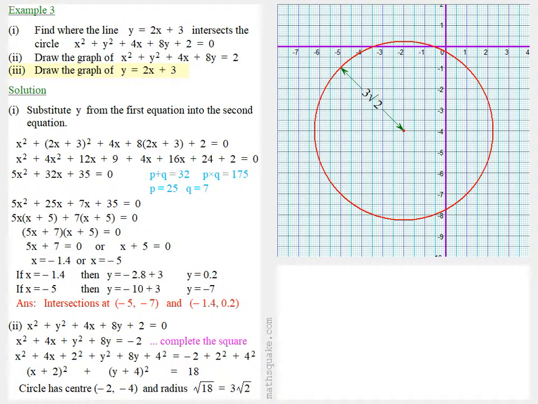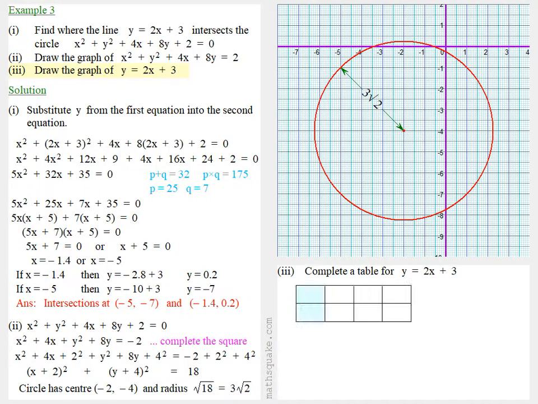Now in part 3 we have to draw the graph of y equals 2x plus 3. To do this we complete a table for y equals 2x plus 3. Now I've chosen values for x of minus 6, minus 4, minus 2, and I need to work out the values of y. Well, y is 2x plus 3, so twice minus 6 is minus 12, plus 3 is minus 9. Twice minus 4 is minus 8, add on 3, that's minus 5. And twice minus 2 is minus 4, add on 3, that's minus 1.